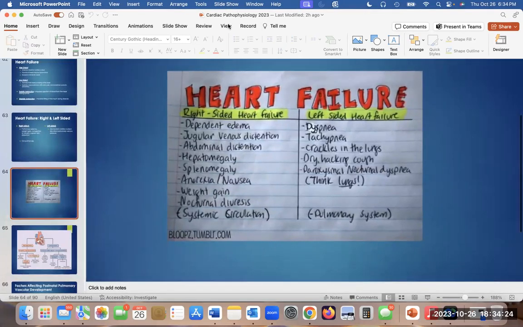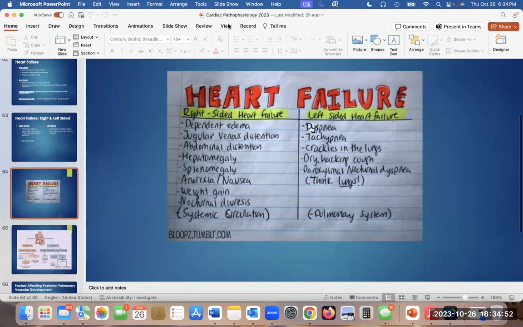This was in your slides. Left-sided means lungs. It backs up into the lungs. So every symptom you are expecting to see is going to deal with lungs. So dyspnea, tachypnea, crackles, right? Crackles is from that fluid buildup from the blood flow backing up into the lungs. You might have something called paroxysmal nocturnal dyspnea, which means you're having trouble breathing at night.